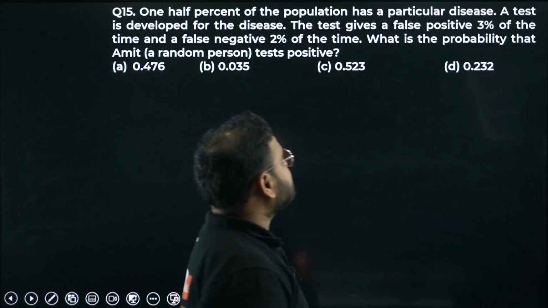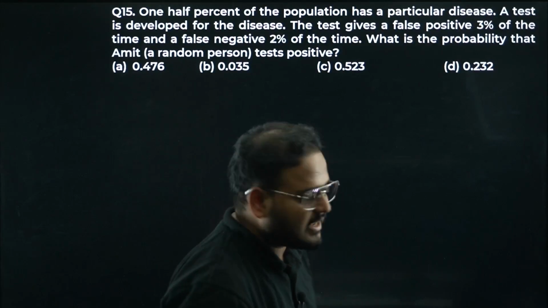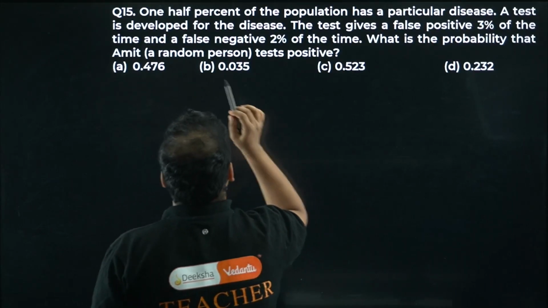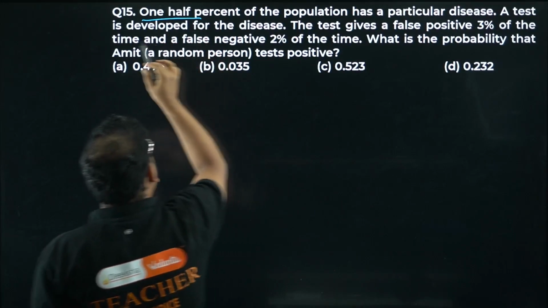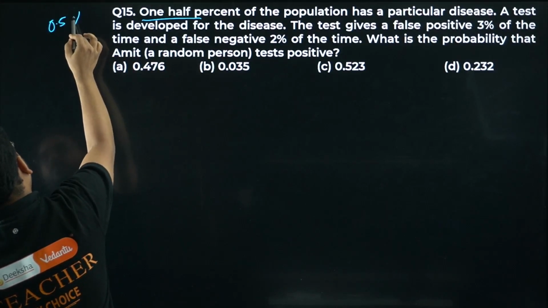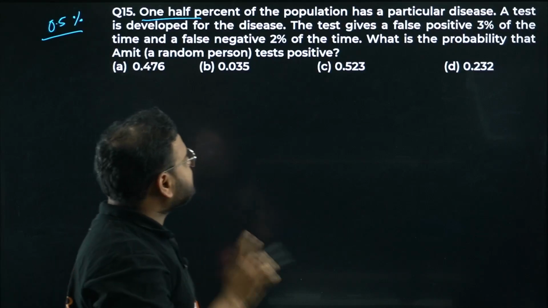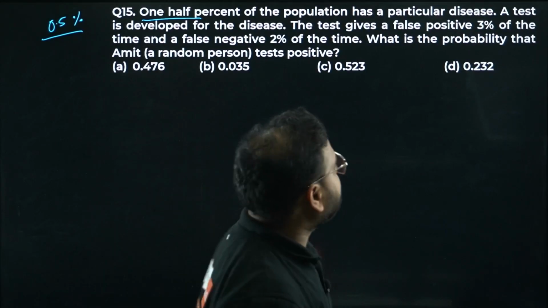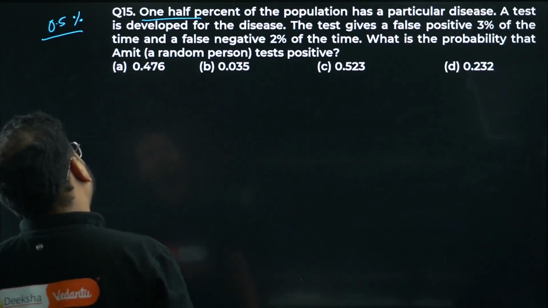Half a percent of the population has a particular disease. For the entire population, how many percent is there? 1/2%. What does it mean? Is 0.5 the value? No, it's a percent. 0.5% has the disease. Okay, a test is developed for the disease.